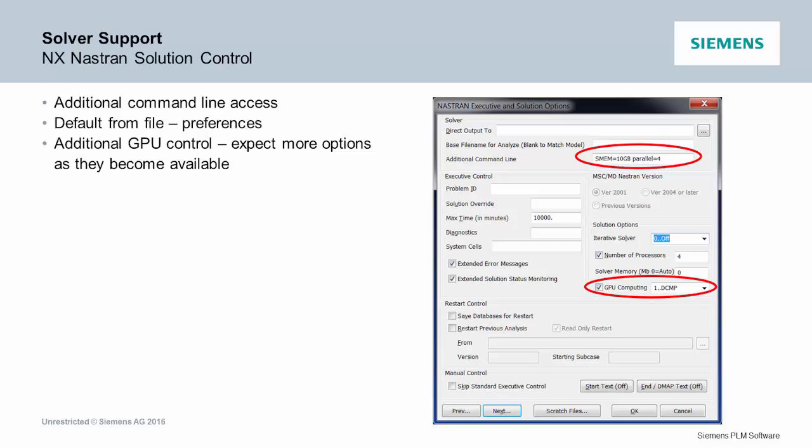And we added some more options on the GPU computing. We found that the GPU computing accelerates certain parts of the solution sequence in Nastran, and I think actually decelerates other parts. So with this, you control which parts you want the GPU to work on.